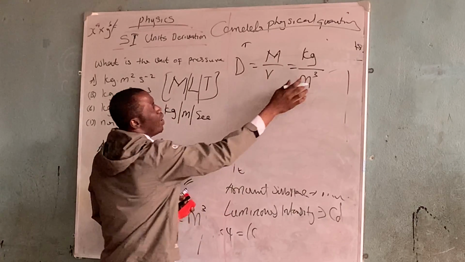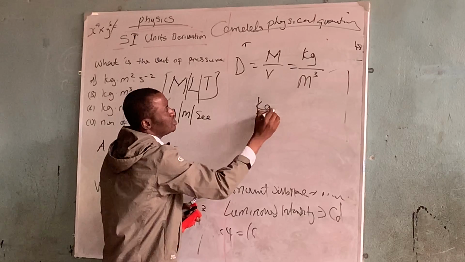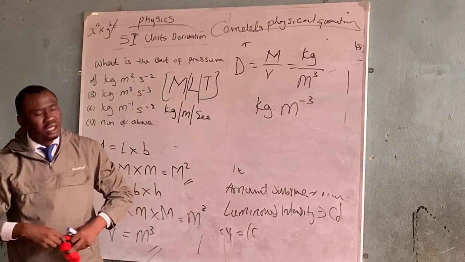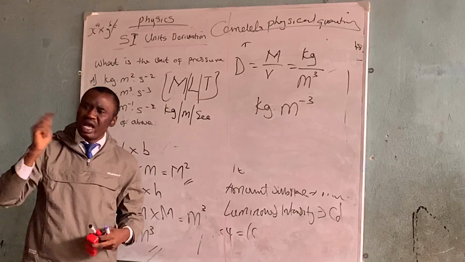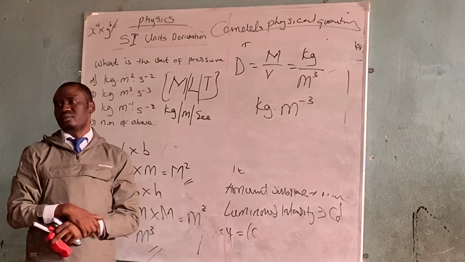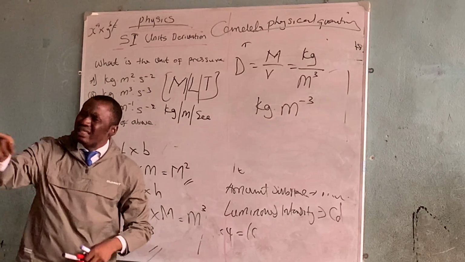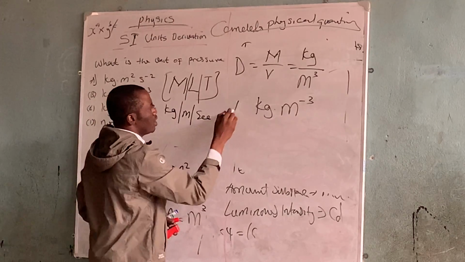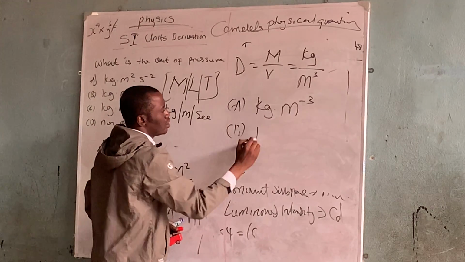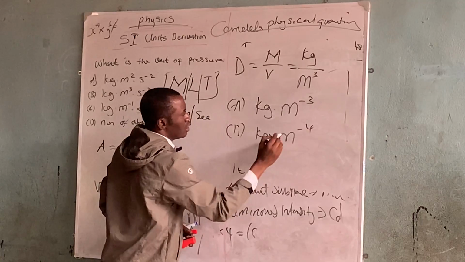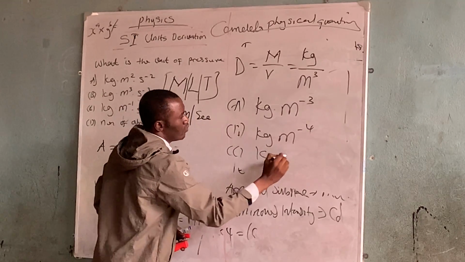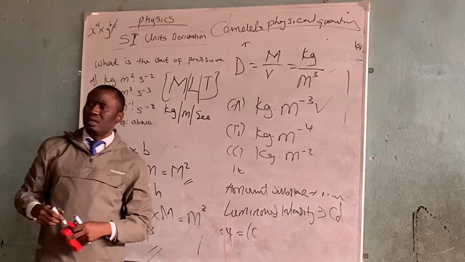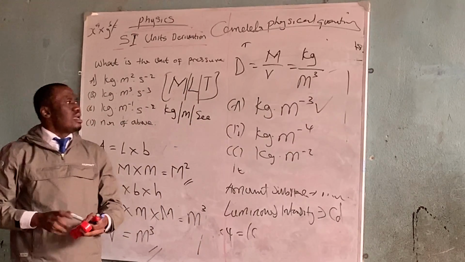So what do we have now? When this thing applies, what will it become? Kg per meter, per meter, per meter. Kilogram, meter, raised to the power of minus 3. That's the unit of density. They can ask you, what is the unit of density? And they will put this is A, they will put B, they will put C. What's the answer? The answer is A. You follow it now? So, let's move to velocity.